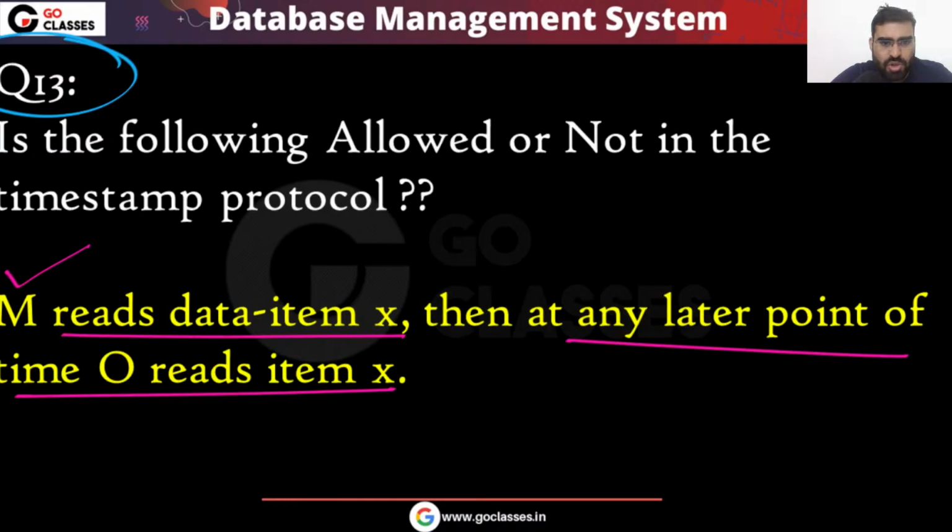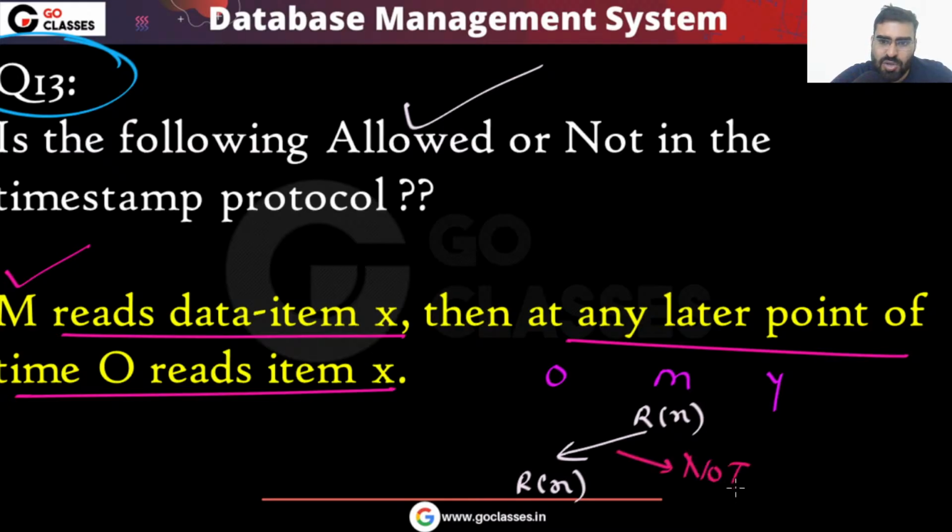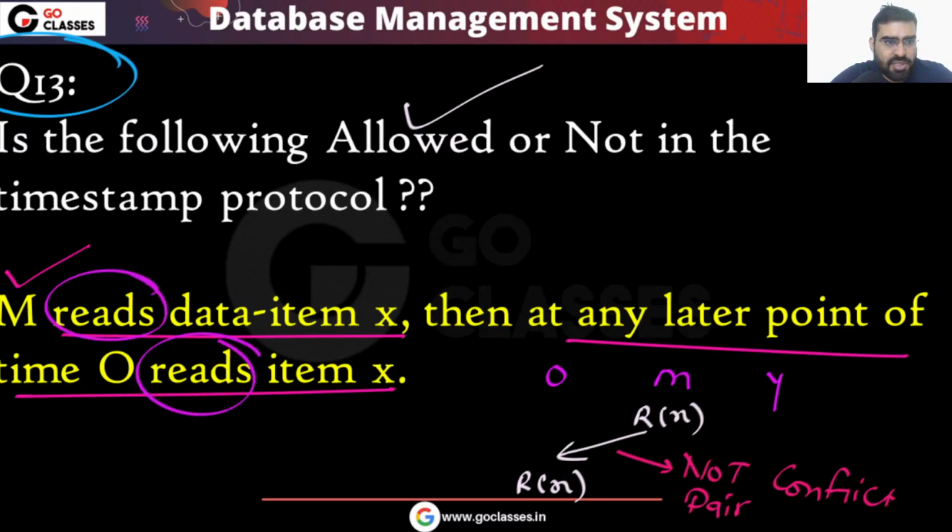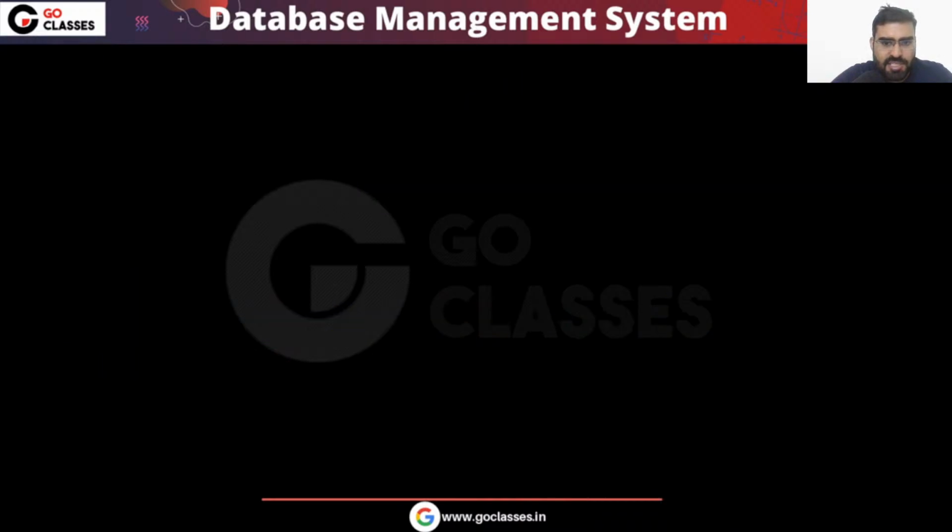What is the answer for question number 13? M is reading item X. Then so this O, M, Y. M is reading item X. After some point of time, O is reading item X. Is this allowed or not? See, this is allowed because this is not even a conflict. Please understand that this is not a conflict pair. Read is not a conflict. This is reading, this is reading. Read is not a conflict. So this is allowed. So there is no problem here. That is the reason this is allowed.